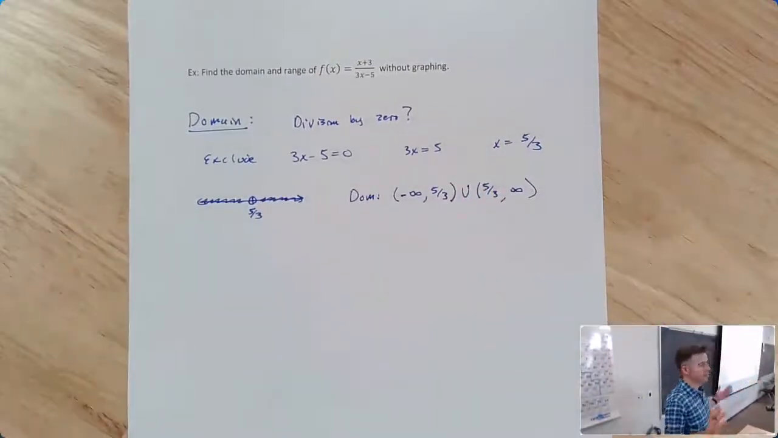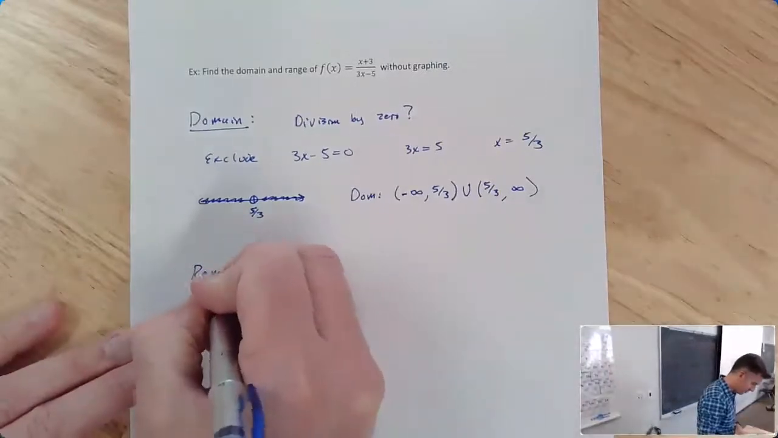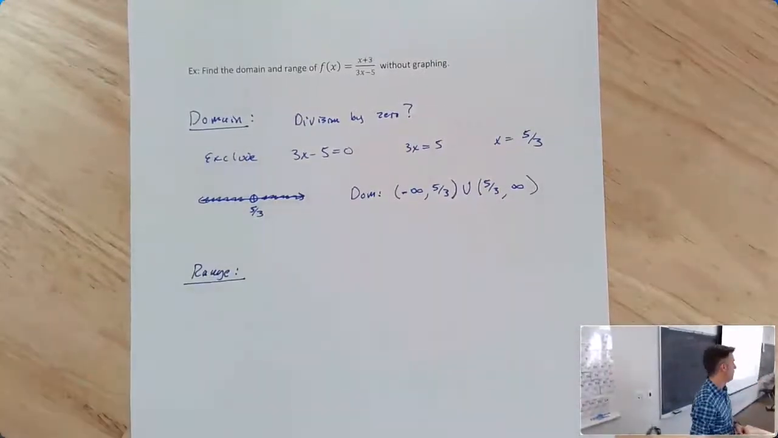The domain is the comparatively easy part. The range is the part that's going to require more work. So to find the range, we first have to find the inverse function.